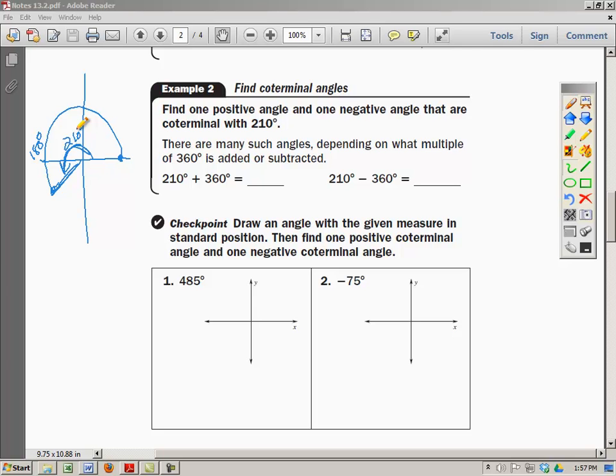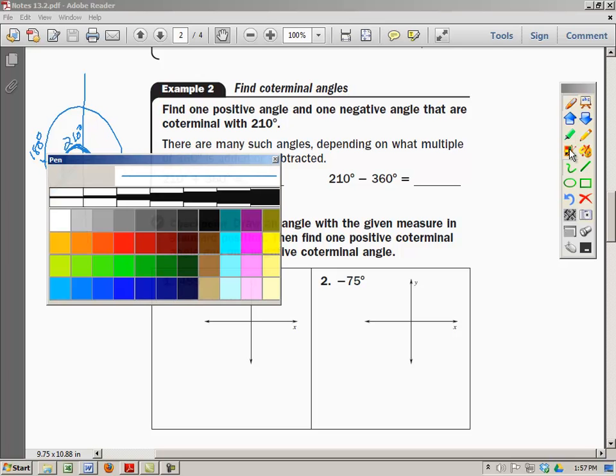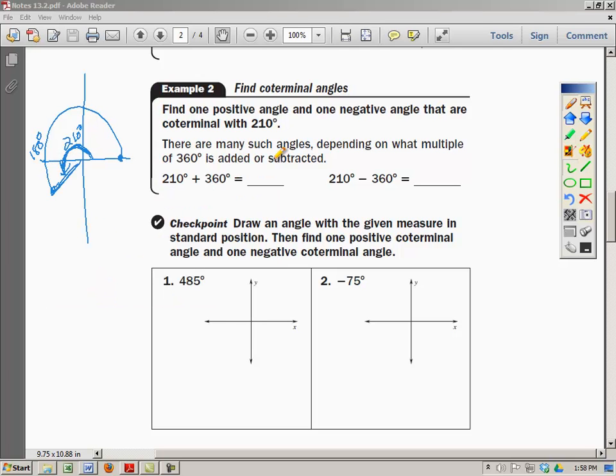Well, let's think about this. What if I went another full revolution? Okay, what if I went 210 degrees and then one full rotation around that? So let's change my pen color here, and let's go one full revolution past that. So another full revolution, which is another 360 degrees. Well, 210 plus 360 is 570 degrees, and so a coterminal angle with 210 is 570.